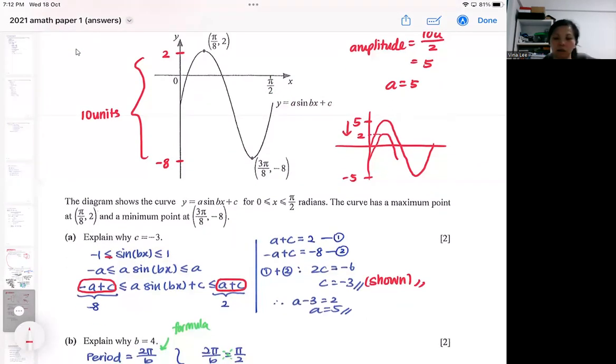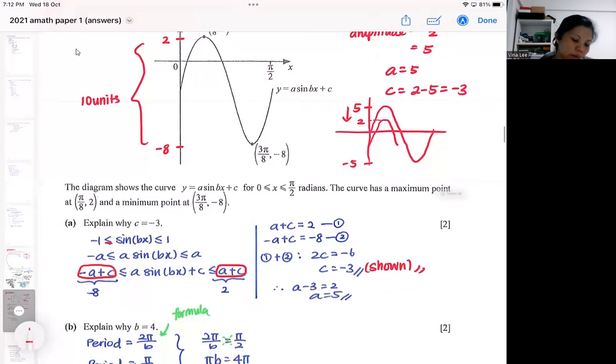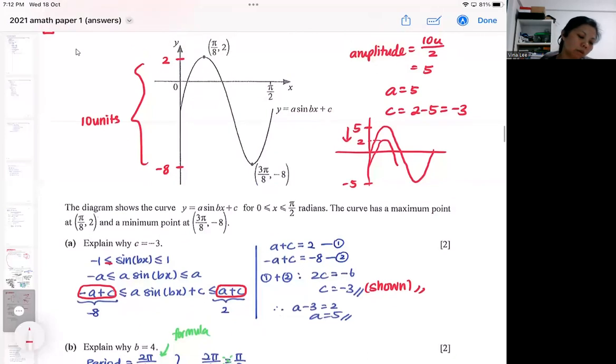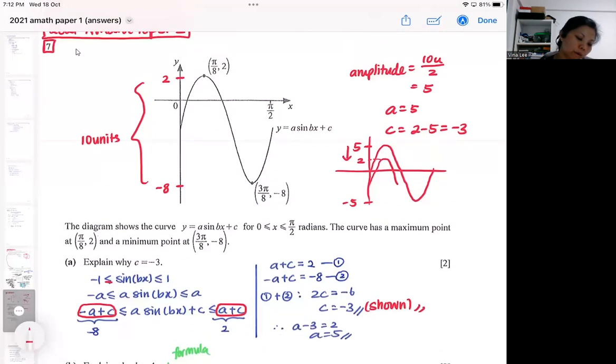For some people, when you try to do it this way, maybe you feel a bit insecure, like you don't know what working to show. So you can show something like C is equal to 2 minus 5. That's how you get your C. The more direct way will be doing this method. But if you feel more secure with the calculation method like the one that I'm doing, it can be done as well.